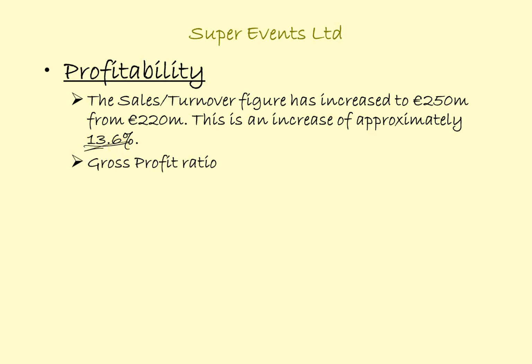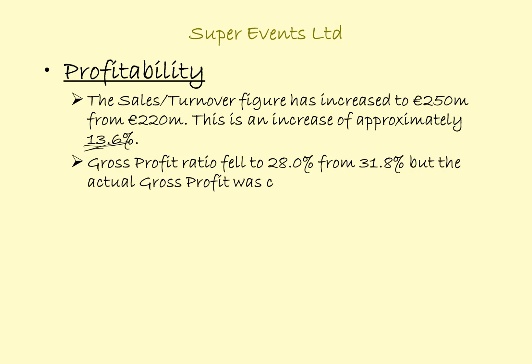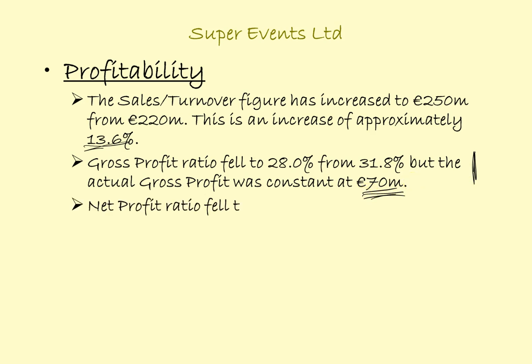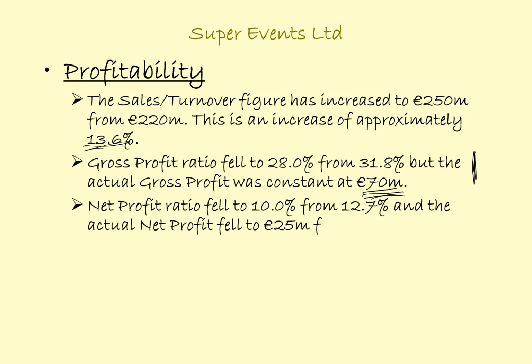Now we also note that the gross profit ratio fell to 28% from 31.8%, but the actual gross profit was constant. So what happens here is the margins have been squeezed, but they're making the same profit because the turnover went up. The net profit ratio fell to 10% from 12.7%, and the actual net profit fell to 25 million from 28 million. So that wasn't so good. And of course, the return on capital employed was also down. So it's just a little discussion on the profitability.